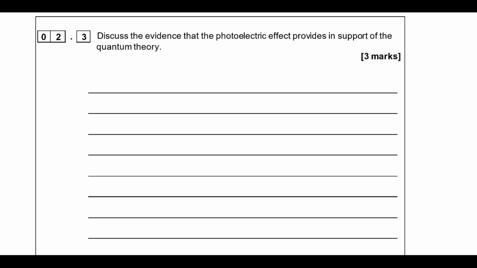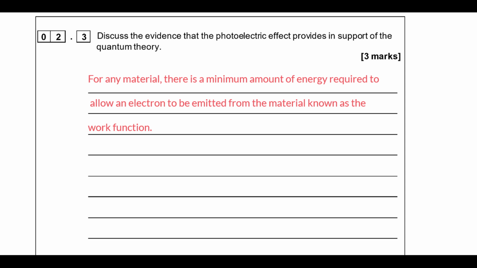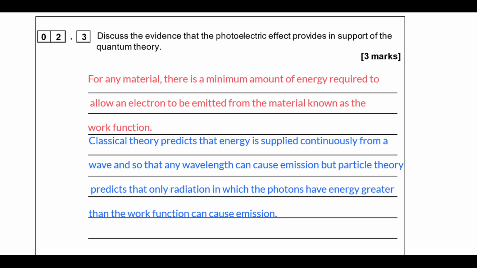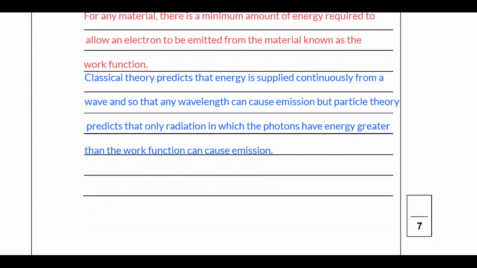Okay, so the first point is that there's a minimum energy required to emit an electron from a material, called a work function. So now let's explain what wave theory or classical theory predicted. Okay, so that's what we've got next. Classical theory predicts that any wavelength can cause an emission, whereas particle theory, or Max Planck's theory, predicts that only radiation in which the photons have energy greater than the work function can cause an emission.